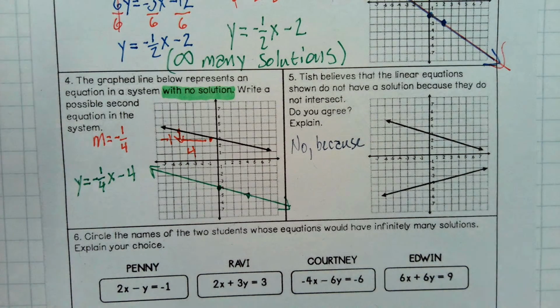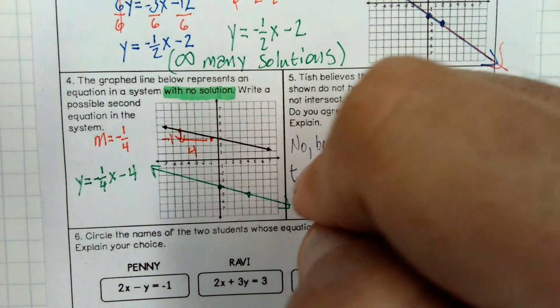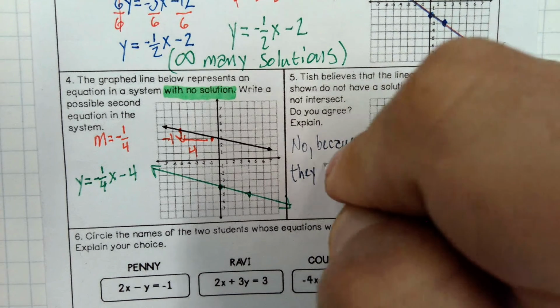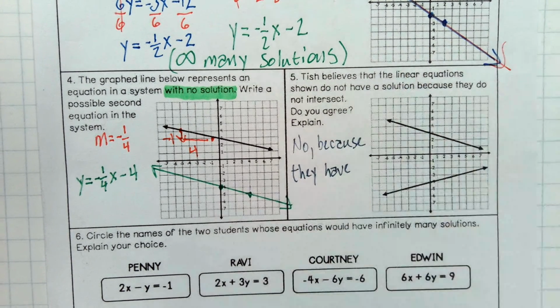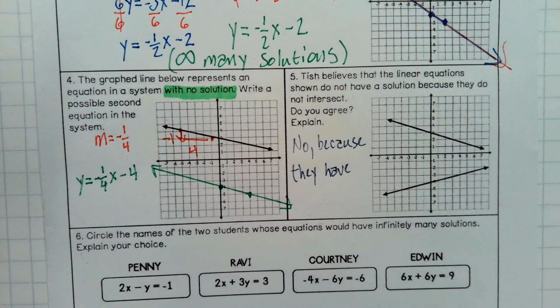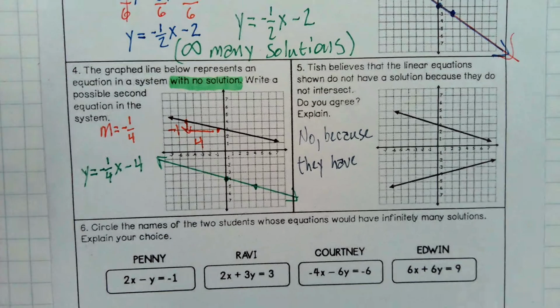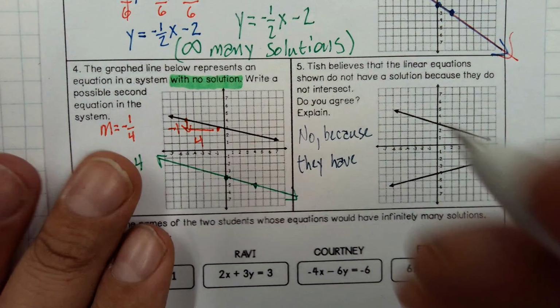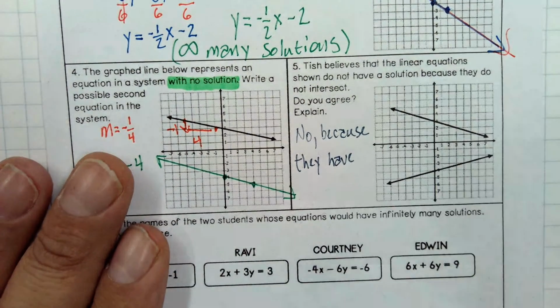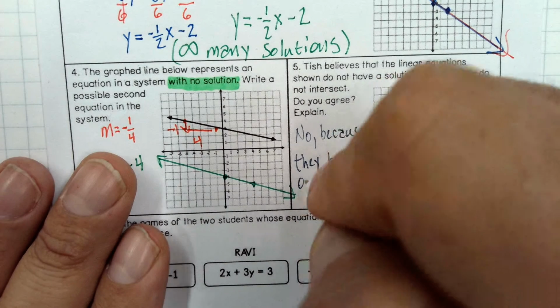They have opposite slopes. Wow. Not only are the slopes different, they're opposite. One's positive, one's negative. We could have just stopped at they have different slopes, but not only that, they have opposite slopes.